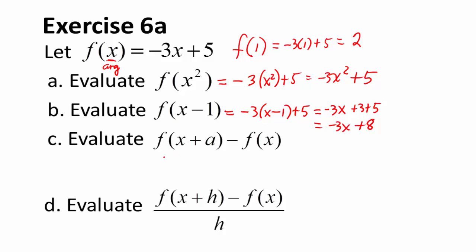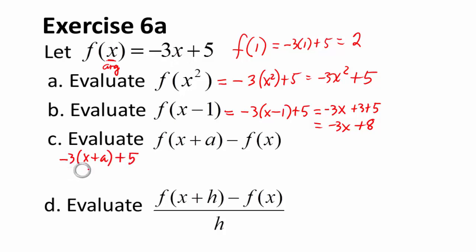Now here you get two expressions that are being asked for. It says f of x plus a minus f of x. So what you're going to do is just evaluate what this is. That's equal to -3 times (x plus a) plus 5.